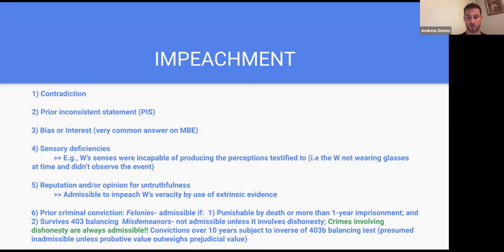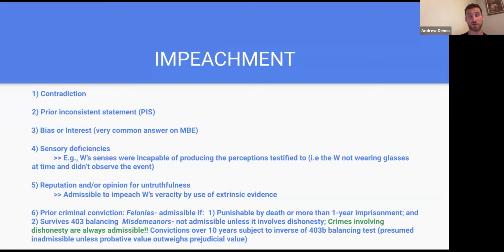Okay, convictions over 10 years are subject to the inverse of the 403 balancing test, which means they're presumed inadmissible unless the probative value outweighs the prejudicial value. So do we understand what that means? Usually the argument is that evidence won't come in if its probative value is outweighed by its prejudicial value. And here, if the conviction's over 10 years, it's the opposite. We're saying that evidence will only come in if its probative value outweighs its prejudicial value. So if it's outweighed by it, it won't come in. It will come in if it outweighs it.